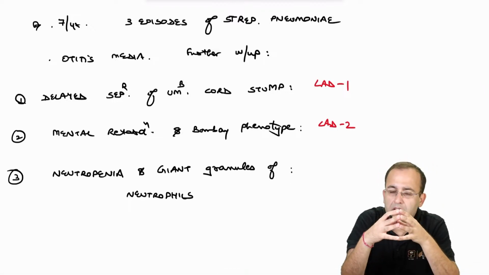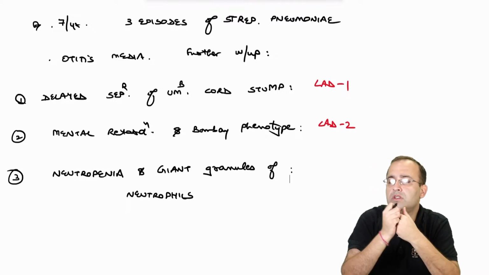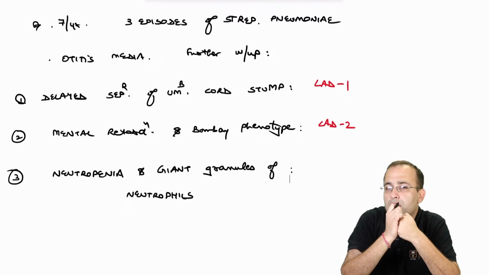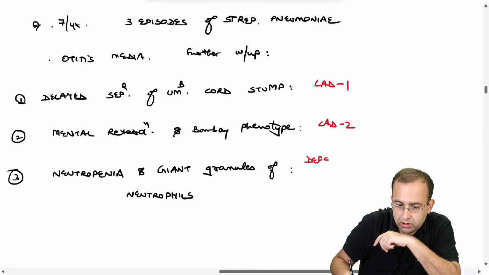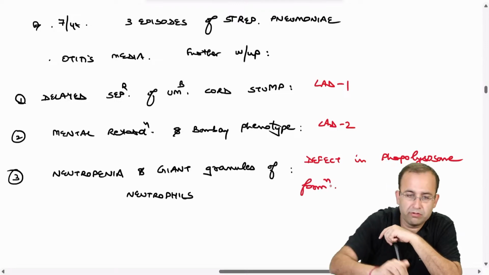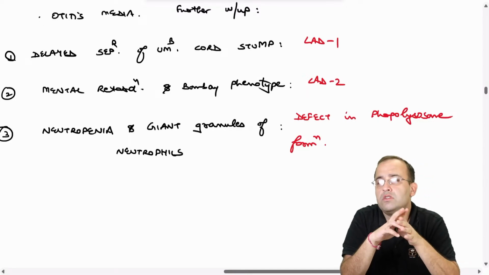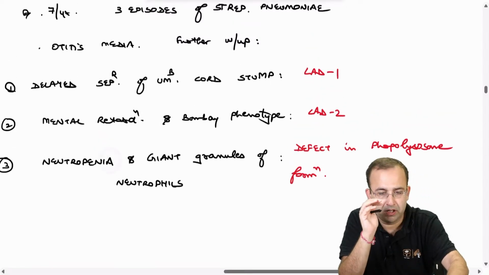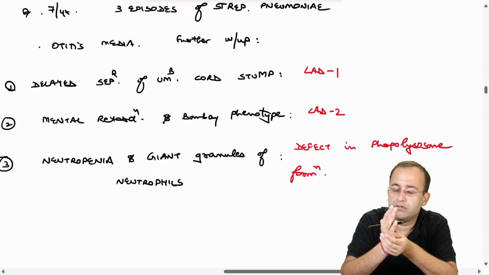देखो बच्चे, why will there be giant granules in neutrophils? Neutrophils phagocytosed the toxic matter, but they were not able to kill it. That is, it is a defect in phagolysosome formation. Phagocytosis occurred, but it was not able to kill the organism. What is the defect in phagolysosome formation called?